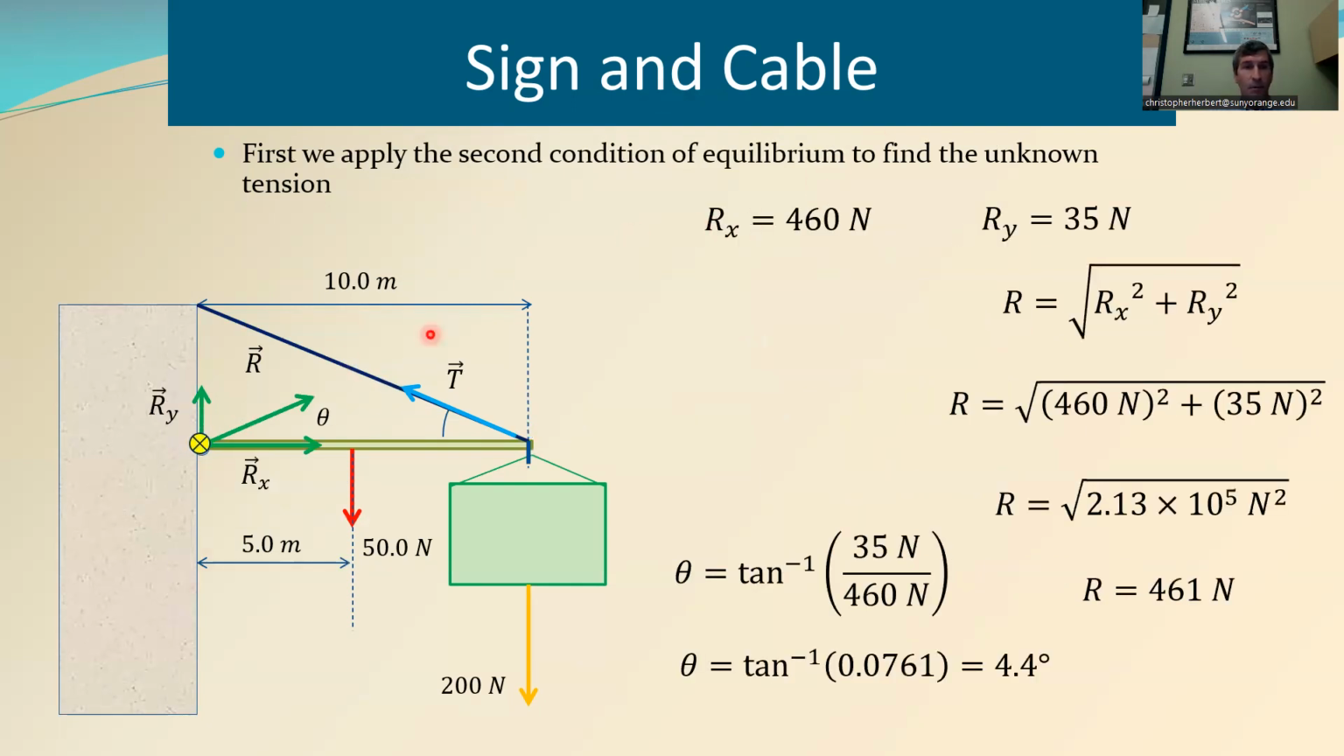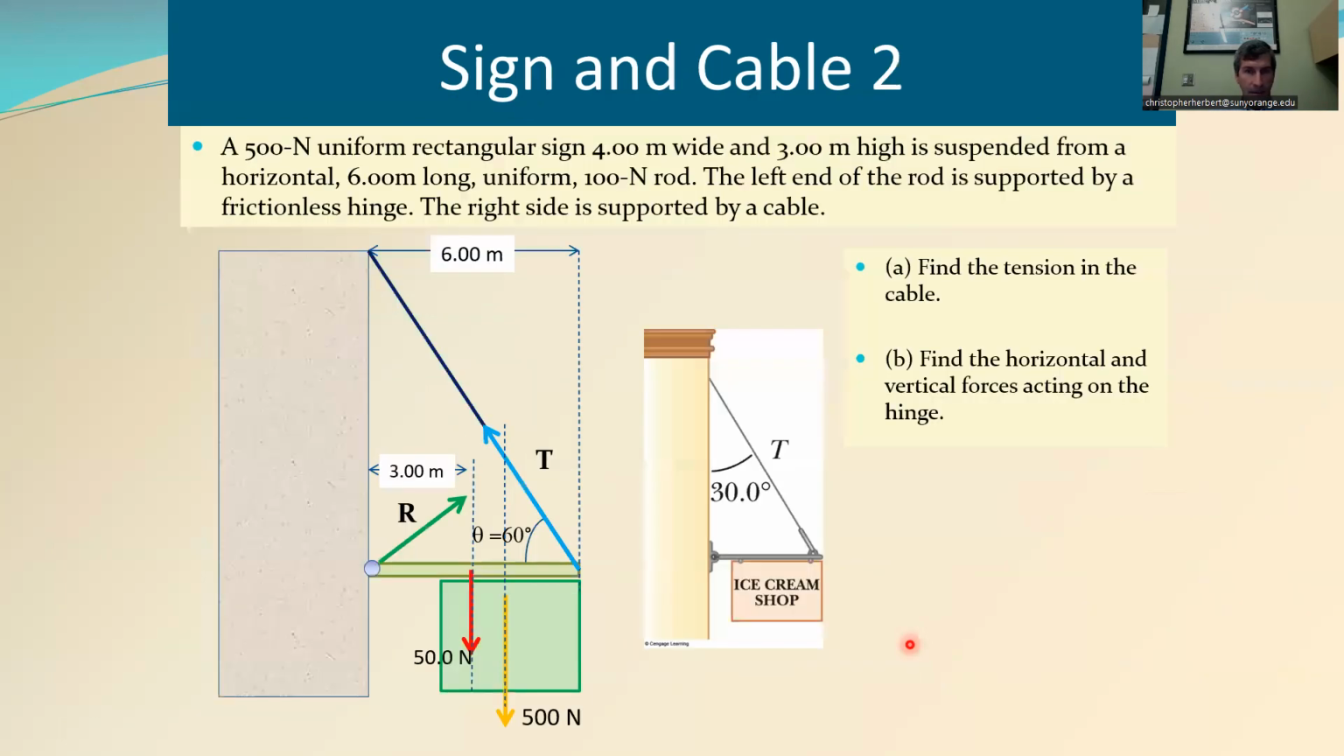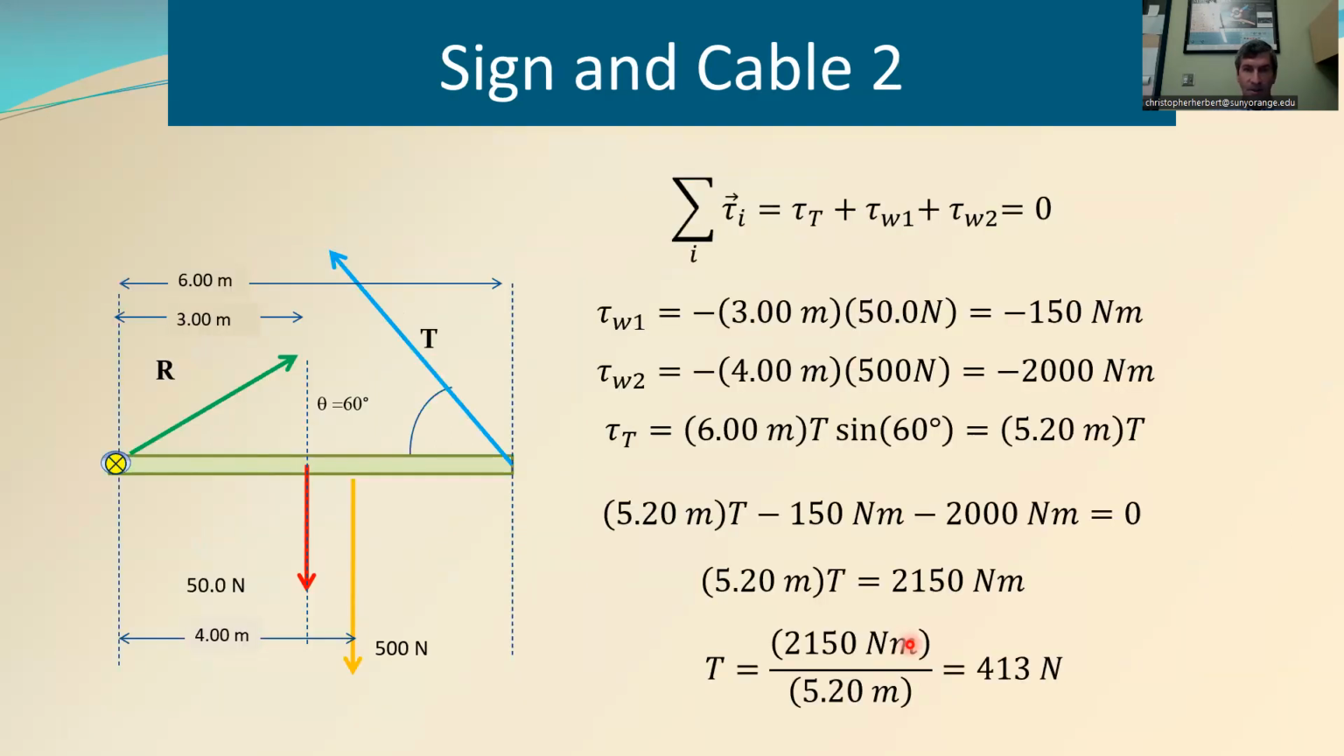And again, if you want to find out the magnitude of R, you can just use the Pythagorean theorem. R is equal to the square root of Rx squared plus Ry squared. And if you want to find the angle, it's just inverse tangent, the Y component divided by the X component. Okay. And again, change the angle, forces are going to change. Okay. Here's a similar problem. Again, similar approach.